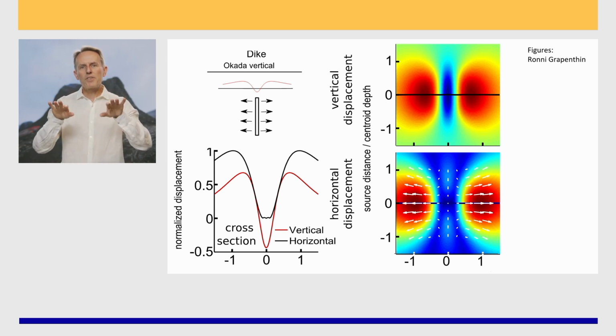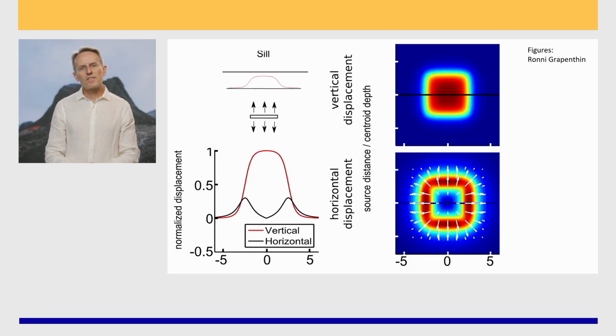The vertical pattern has lobes of uplift on each side of the dike, with relative subsidence in the middle. For this source, the horizontal displacements are larger than the vertical. The dike pushes the ground away from the dike plane.